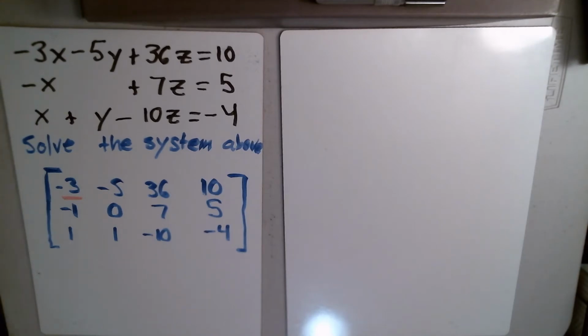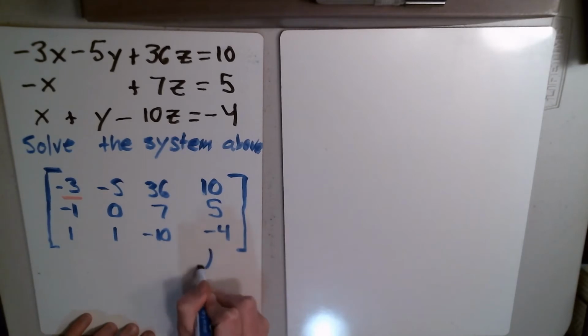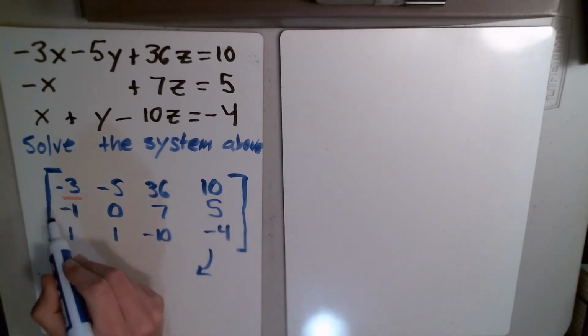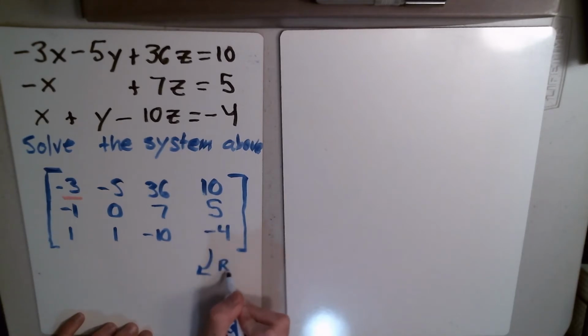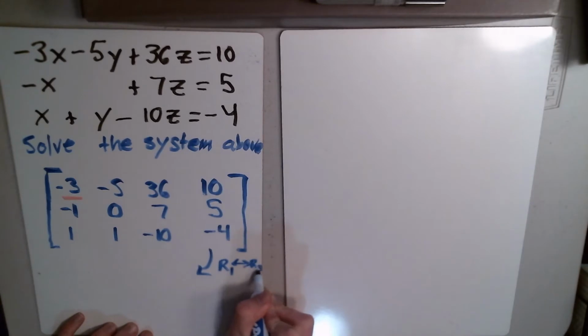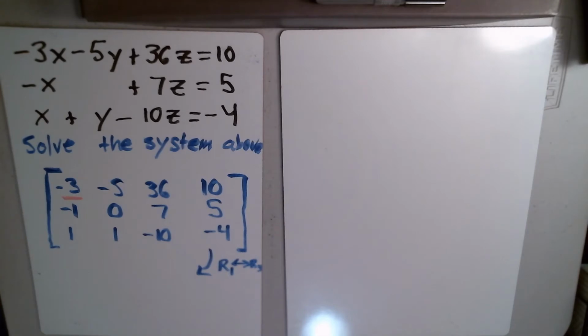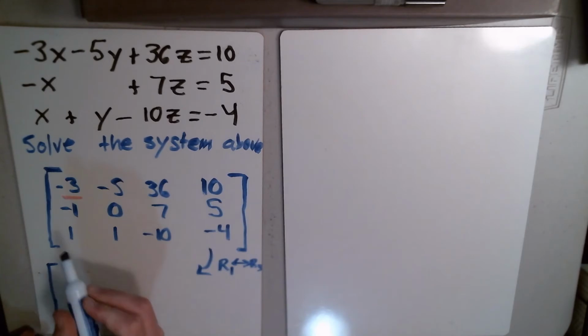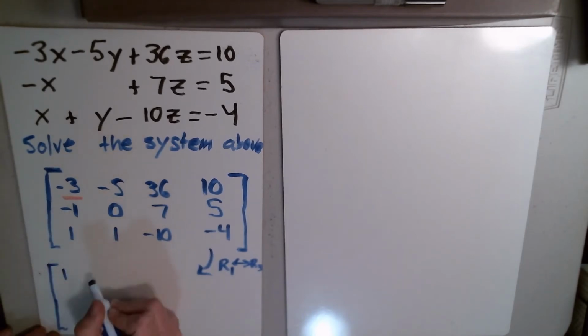Okay. So how I would write that using our little notation is I would say, well, I'm going to switch row 1 and row 3. Okay, so I'm going to switch row 1 and row 3. And so when I do that, the matrix that I end up getting out is just, well, I just switch those rows.